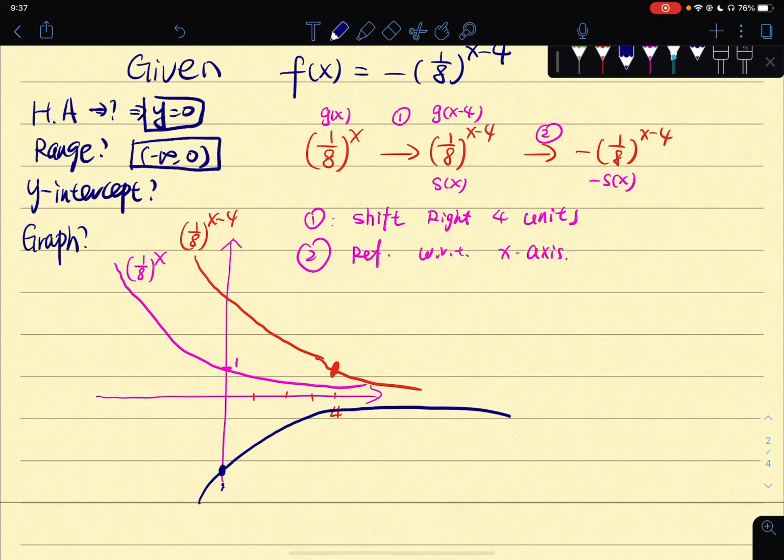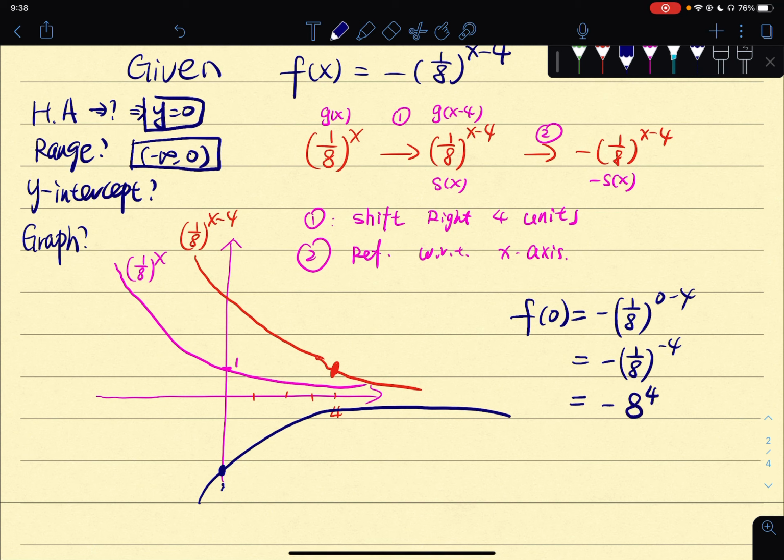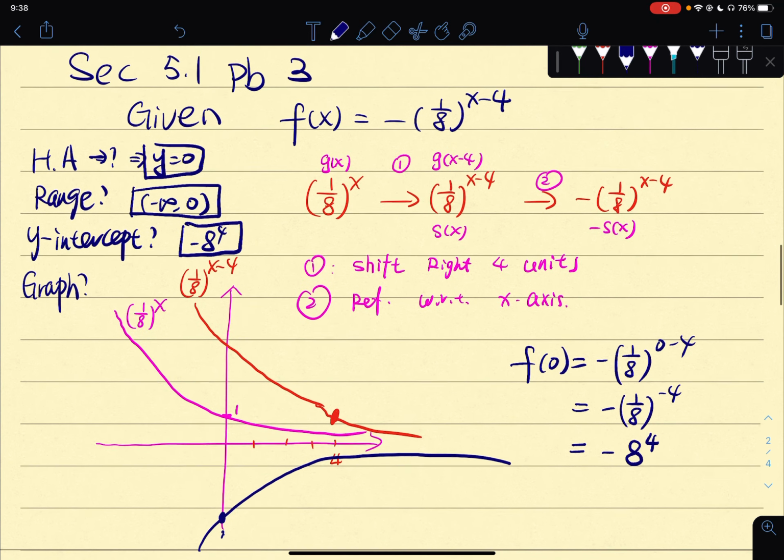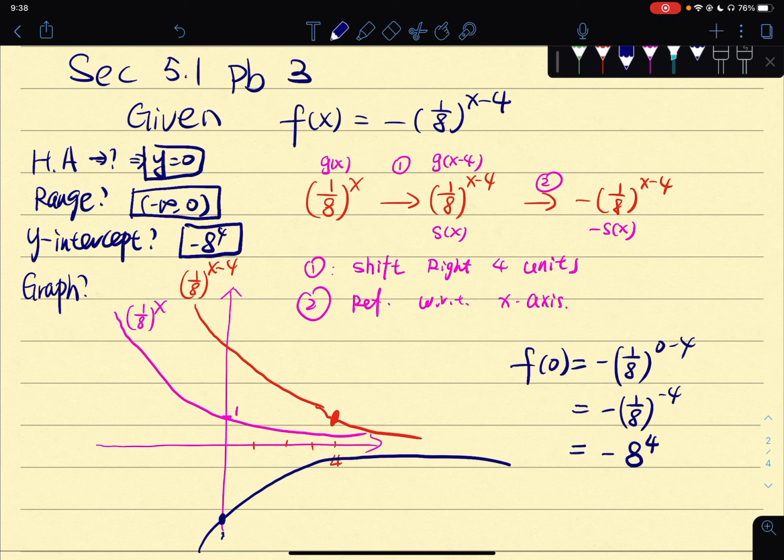Y-intercept, I mean, technically you can read the graph, but the simplest way is always to do a quick evaluation, to put the input to be 0. Therefore, what you end up with is negative 1 over 8 to the power of negative 4, which is the same as negative 8 to the power of 4, which, of course, you could have simplified if you want to. And the graph, since we've sketched it, hopefully it's relatively easy for you to realize what's the correct one.